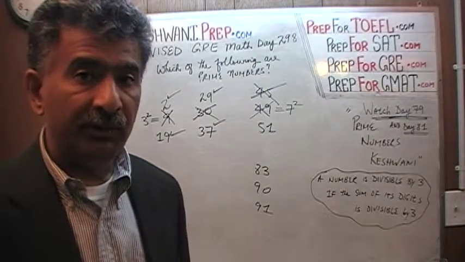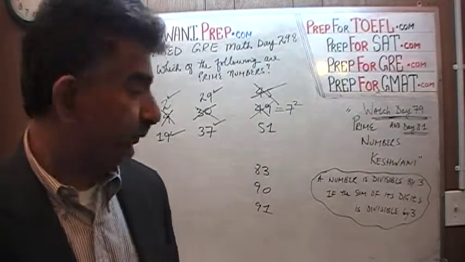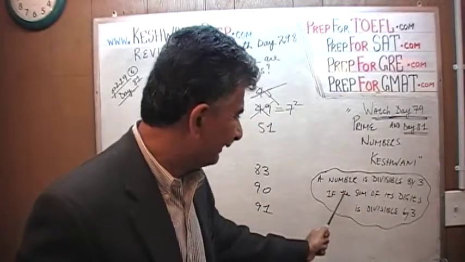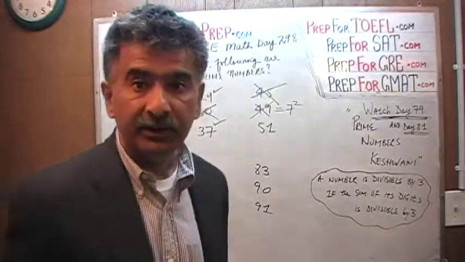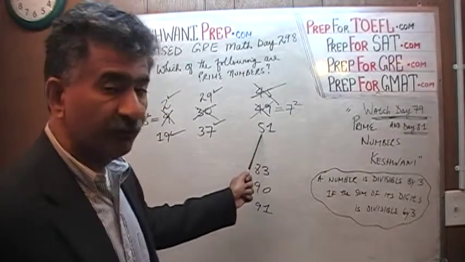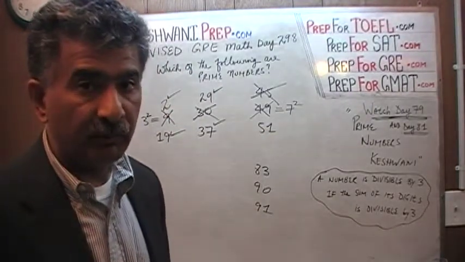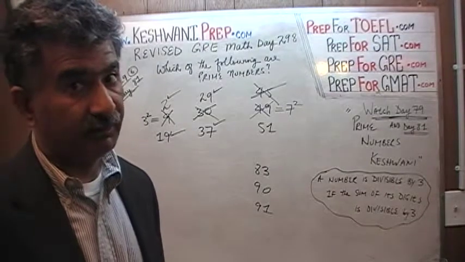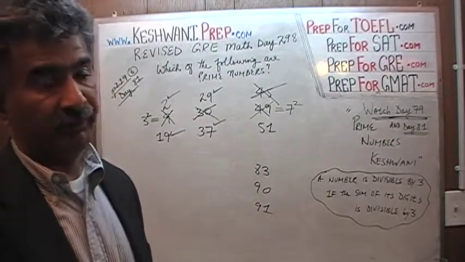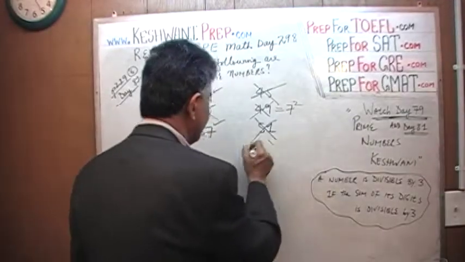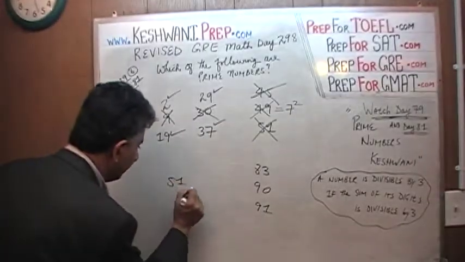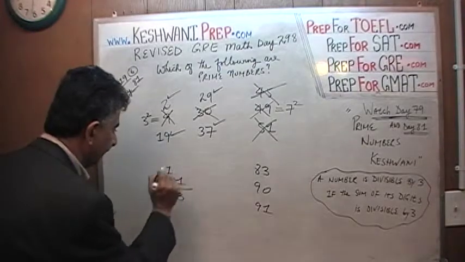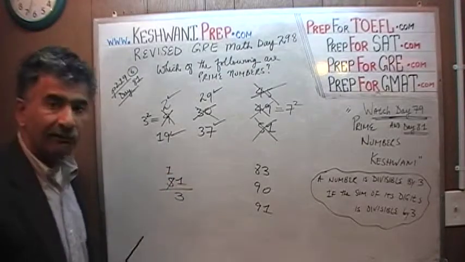How can we tell if a number is divisible by 3? It's very simple. Here's the rule: a number is divisible by 3 if the sum of its digits is divisible by 3. The sum of the digits of 51 is 5 plus 1, which is 6, and 6 is divisible by 3. Therefore 51 is divisible by 3. 51 is not a prime number. We can divide 51 by 3. How many 3's in a 5? 5 has 1 3. The remaining 2 goes and joins the 1, becomes 21.